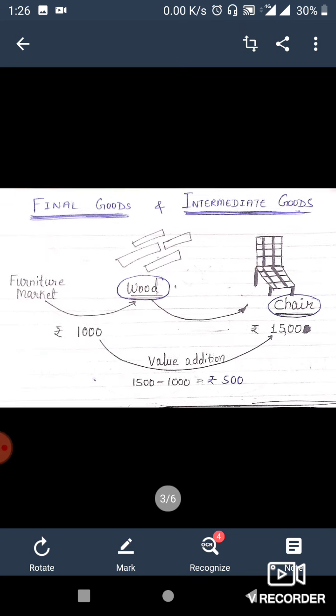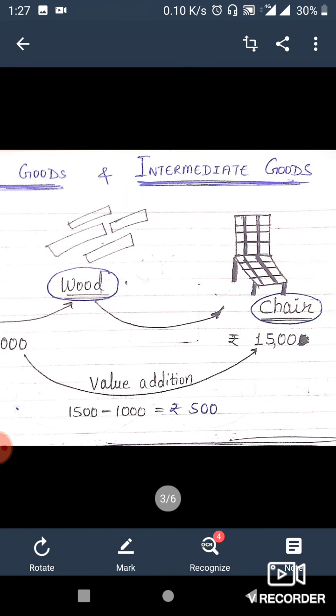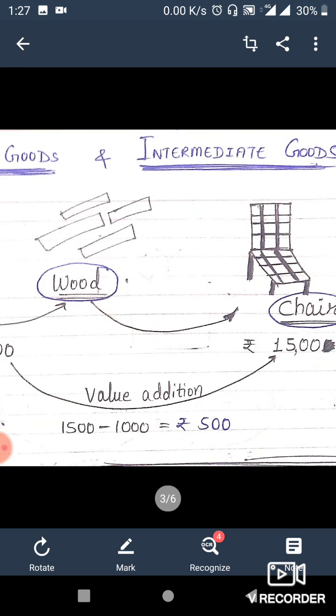So here we can see finally we have sold the chair. We have not sold the wood directly. So this chair is a final good. This chair which we have sold directly to the consumer is a final good, and the wood would work as an intermediate good.